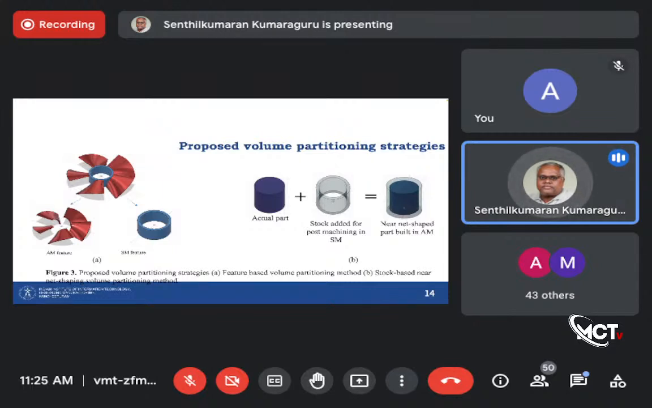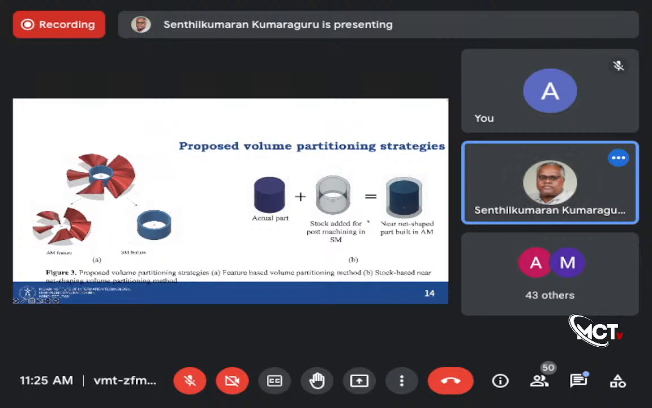But here, looking at this part, people with good knowledge in manufacturing, who have had a workshop, could tell that these are the problematic features for machining, and this is a very easy part for machining. Then you take the problematic complex designs to AM, where it becomes simple and economical to make, whereas this part is more economical to make in SM, not in AM, right? So that's one way of splitting. We call this feature-based volume partitioning.